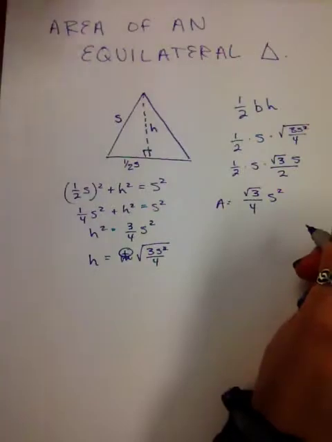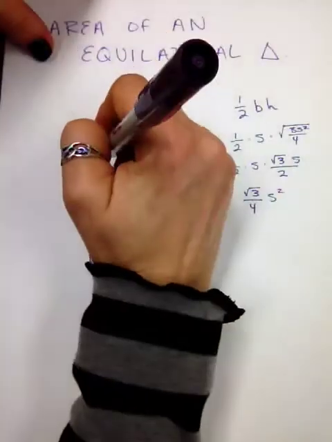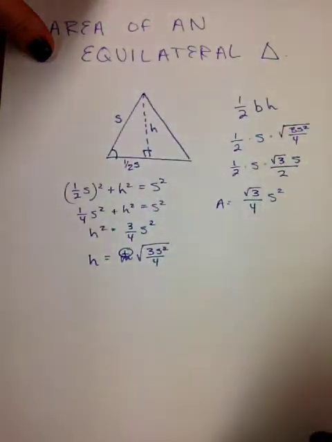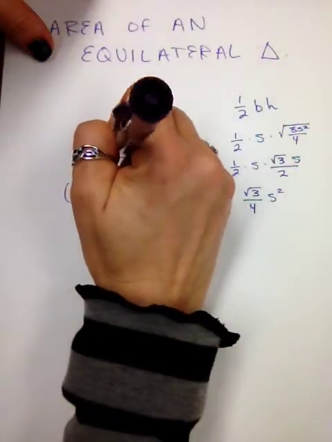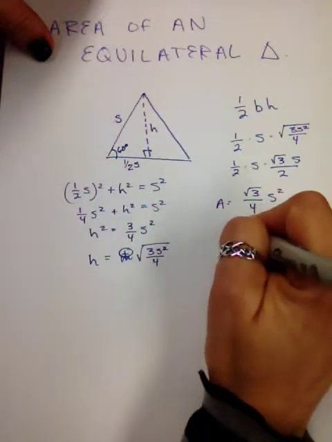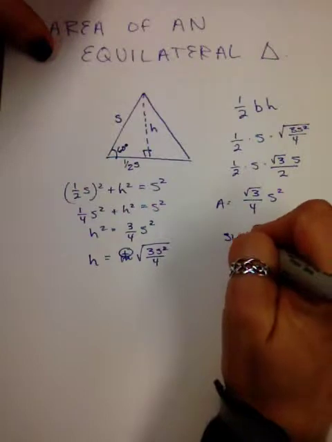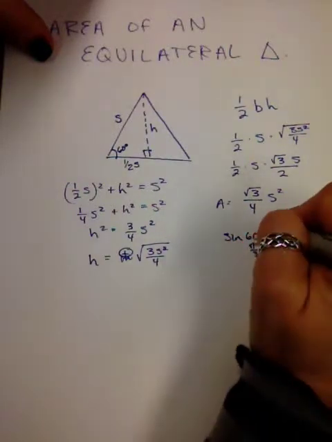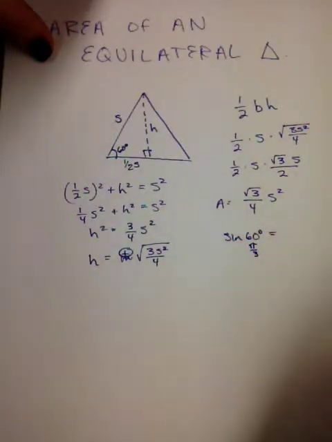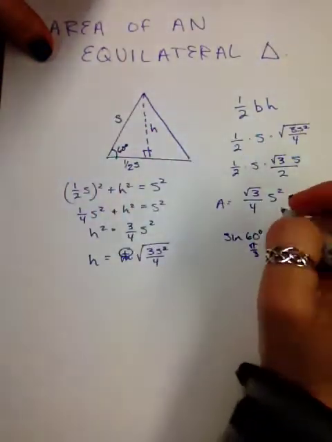Another way to do this is to use sine. So if this is equilateral, it's also equiangular. So this is 60 degrees. And I know that sine of 60 degrees, and you could also, of course, use pi over 3 if you're using radians, equals the opposite leg over the hypotenuse. So H over S.